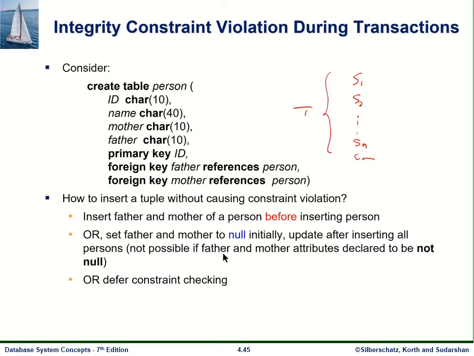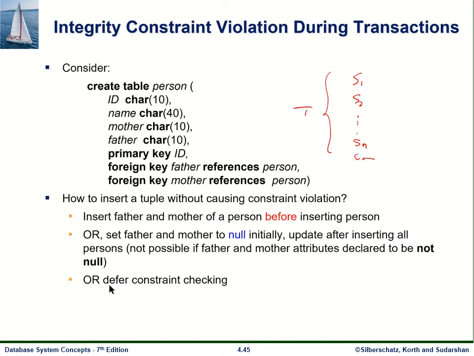But if you declare this one, for example, as not null, then you cannot choose this option, because they must be assigned a value which is not null. Here we don't have that. We don't have mother, father, not null, and then comma, not null. So we can do it this way.